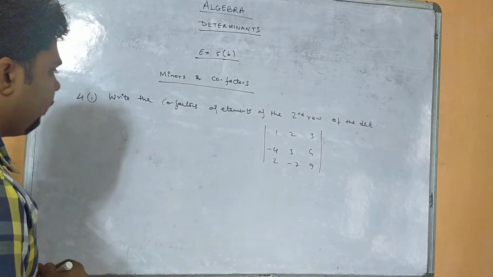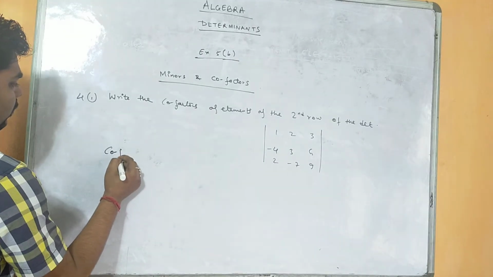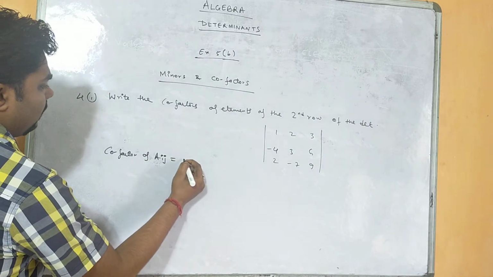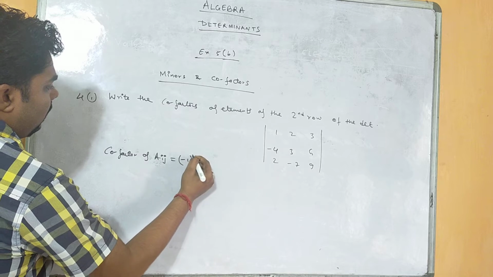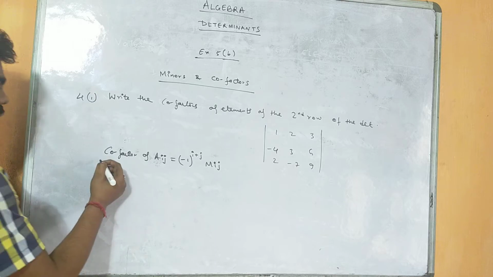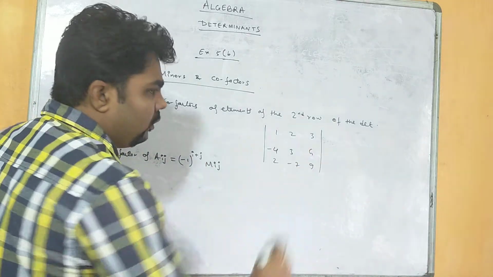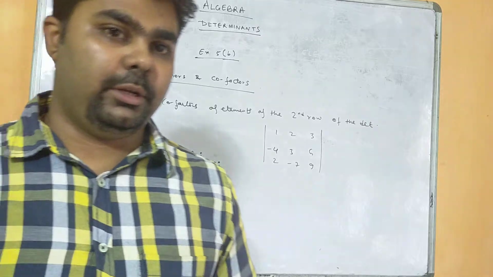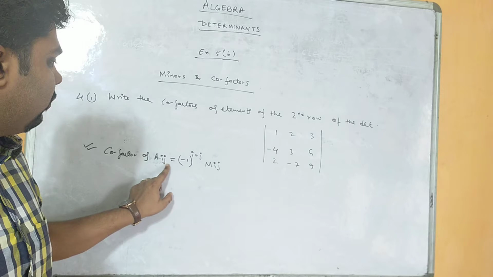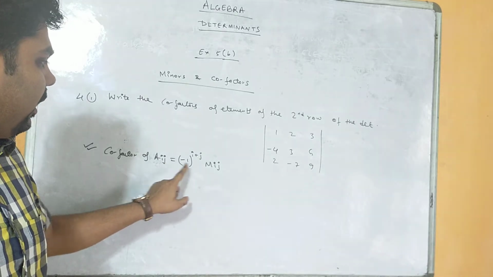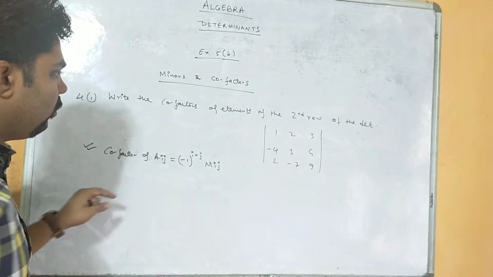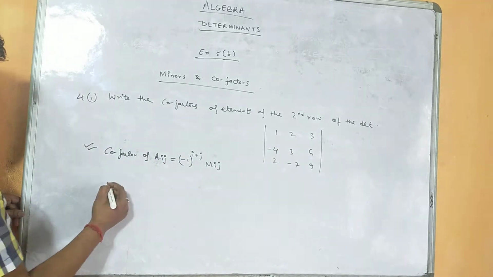Now how to find the cofactor of any element? You see, the cofactor of Aij formula is (-1) to the power i plus j, times Mij. So this formula we have to use while finding the cofactors of these elements. What are i and j here? i is the position of the row, j is the position of the column, and Mij is the minor of that position. Let's find the cofactor of -4, then it will be clear.